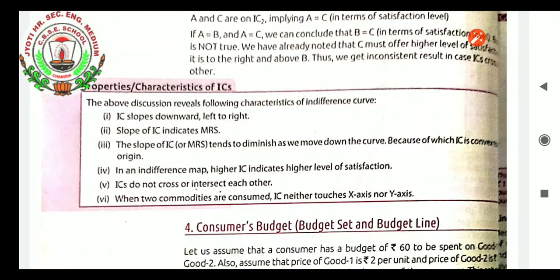In an indifference map, a higher IC indicates a higher level of satisfaction. ICs do not intersect each other, which means they are parallel to each other. When two commodities are consumed, IC neither touches the x-axis nor the y-axis.